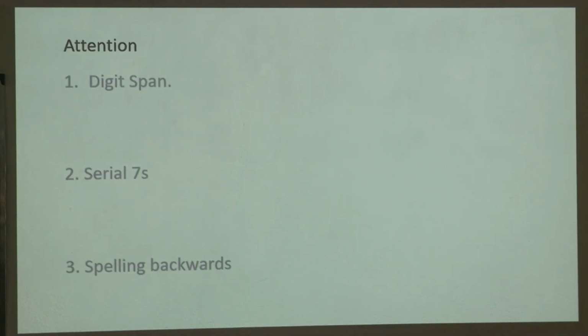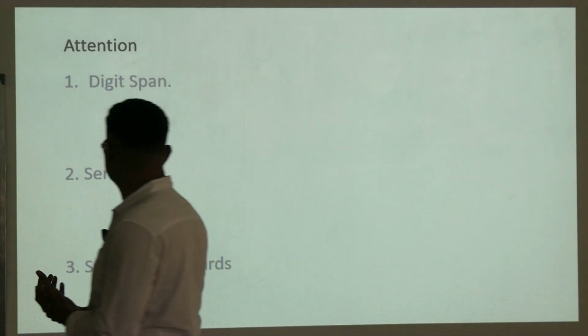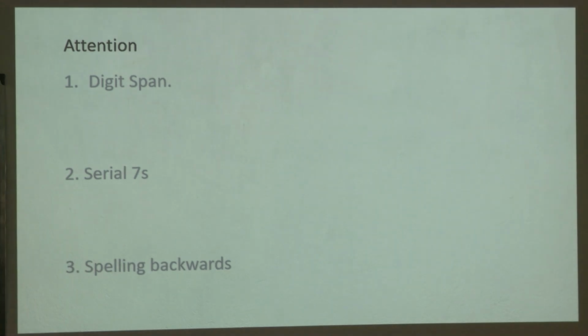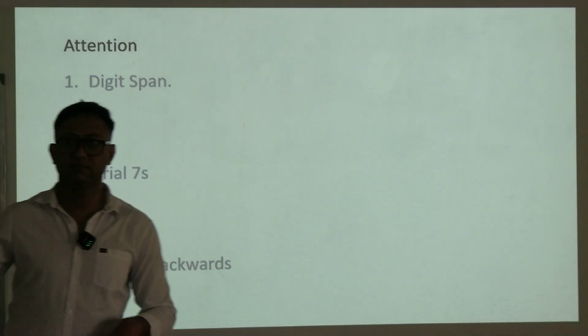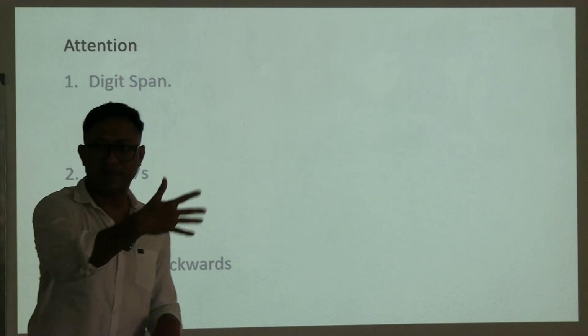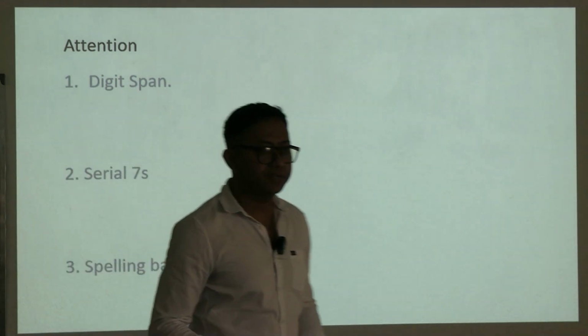So there are a lot of tests for attention, but I'd like to emphasize number 2: serial 7s and the spelling backwards test. To check the patient's attention, if the patient is educated, then we very frequently do serial 7s and spelling backwards. For example, the word WORLD: spell it backward, D-L-R-O-W. And serial 7 subtraction.